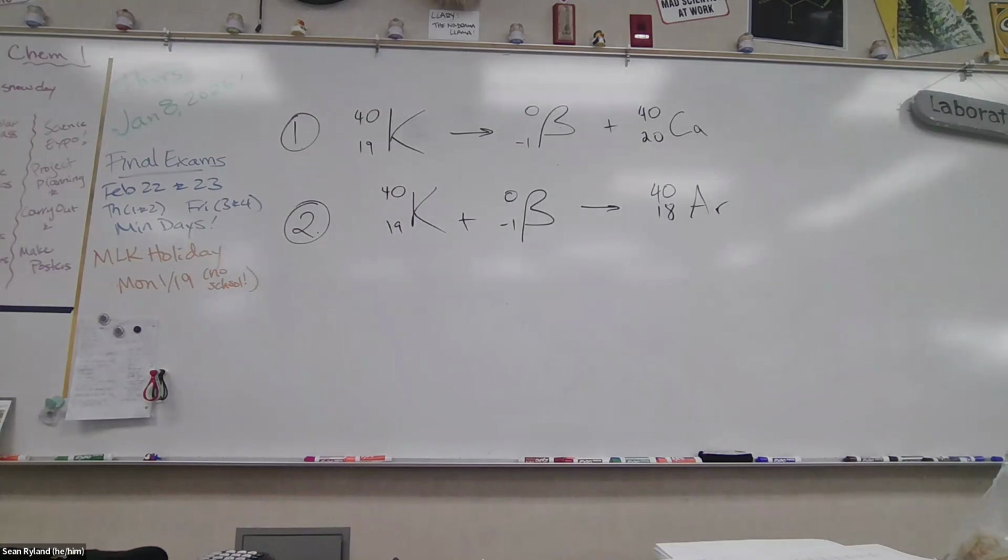All right, so potassium-40 can go through 2 different types of radioactive decay. Most of the really big ones, like uranium, go through alpha decay. How do we know, is there a way that we can predict what type of radioactive decay it's going to go through?